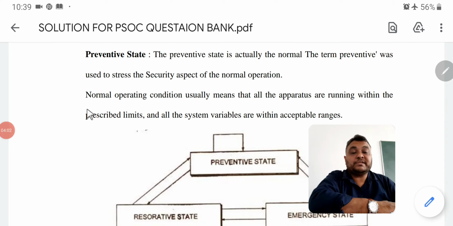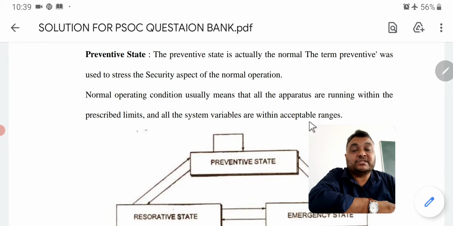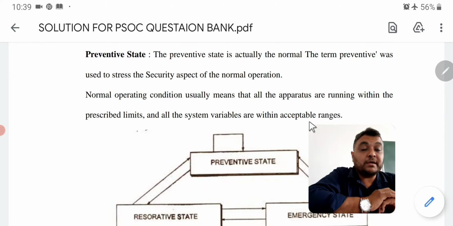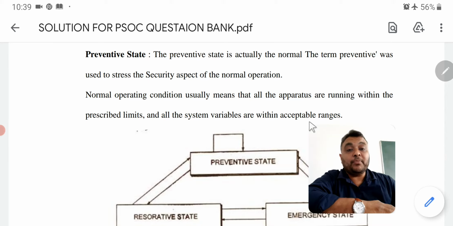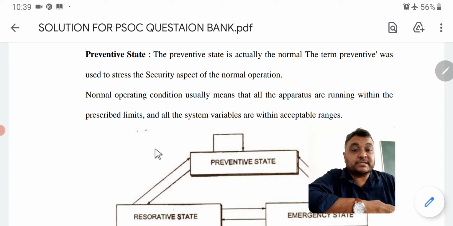In the preventive state, what it says is that normal operating condition usually means that all the apparatus are running within the prescribed limits and all the system variables are within the acceptable ranges. So that means whatever equipment we are going to use in the power system should be used within those prescribed limits. It should not exceed the limits. If it exceeds the limits, it will create a problem for power system security.